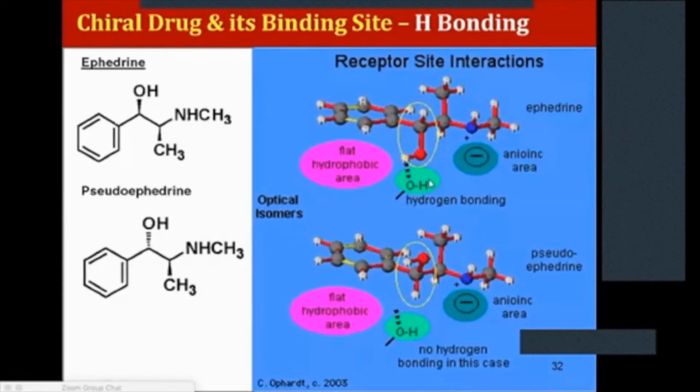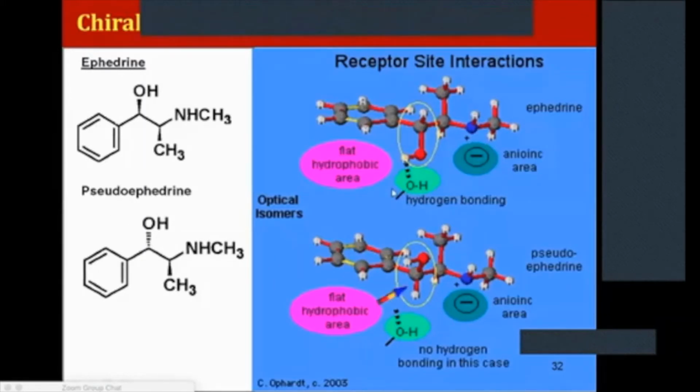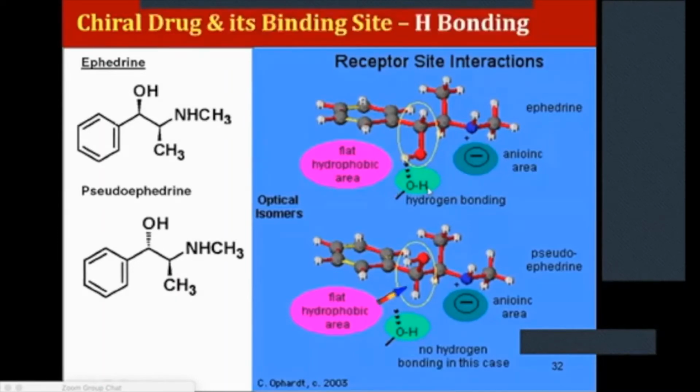But in the case of pseudoephedrine, this OH is missing here, it is on the upper side, and it will not prevent the disease, low blood pressure or asthma. So there is a difference between ephedrine and pseudoephedrine. This hydrogen bonding, as I told you, is one among the supramolecular interactions, and I've just shown you an example of how important it is. So coming to the classification, let's see one by one.